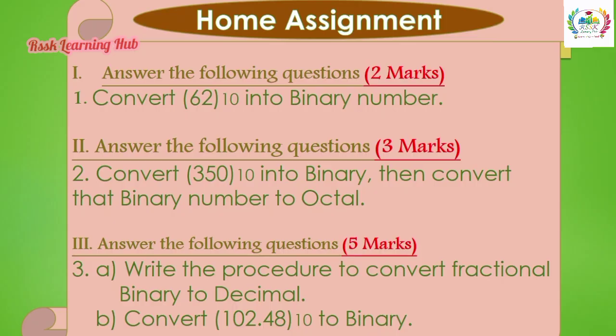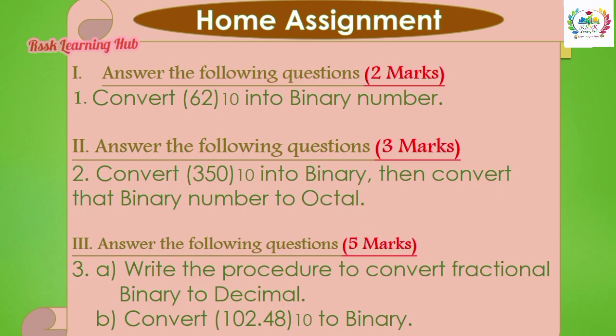Second question: convert 350 to the base 10 into binary, then convert that binary number to octal. So it is a two-step process. First you have to convert this number 350 into binary. Then from the binary number that arises, you have to convert it to octal. It carries 3 marks.